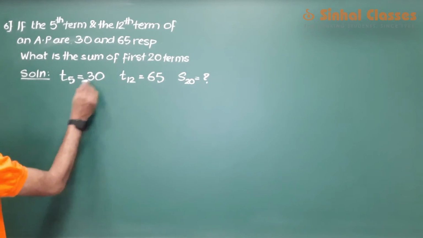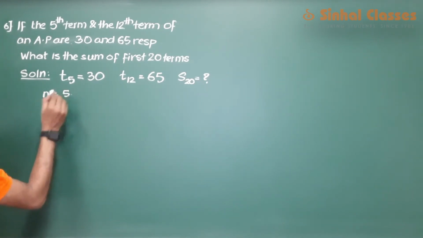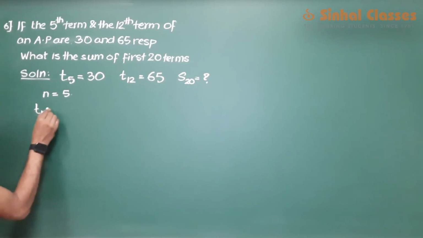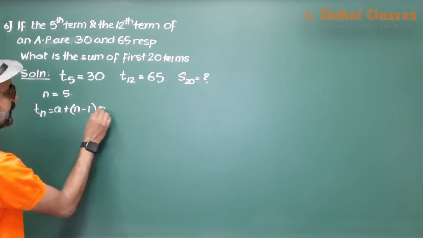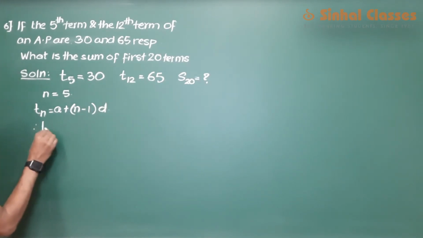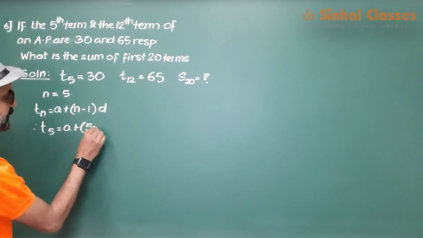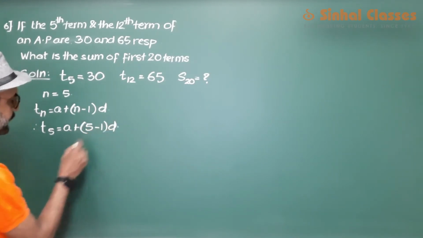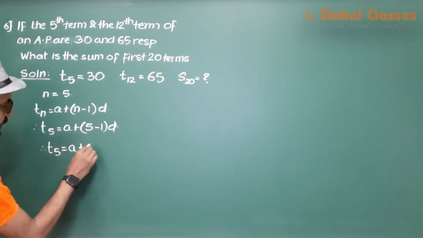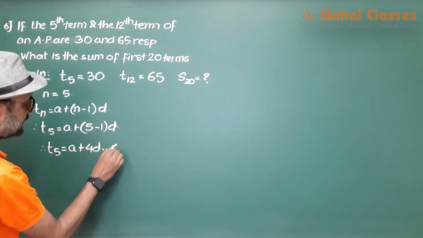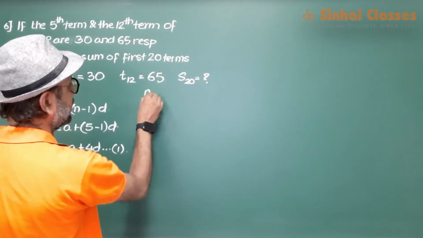Now let us write down the formula for T5. When n is equal to 5, Tn is equal to a plus n minus 1 into d. So T5 is equal to a plus 5 minus 1 into d. T5 is equal to a plus 4d. This is our equation number 1. Let us come to the next one. n is equal to 12.